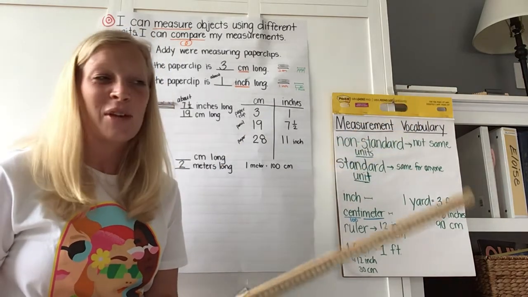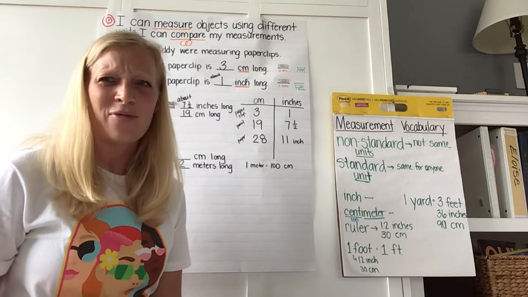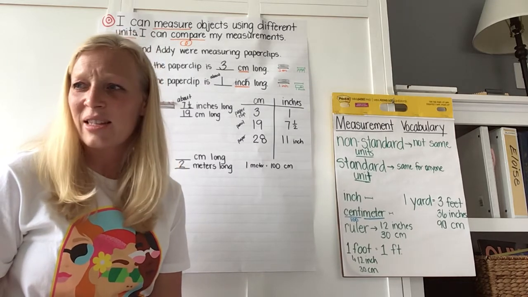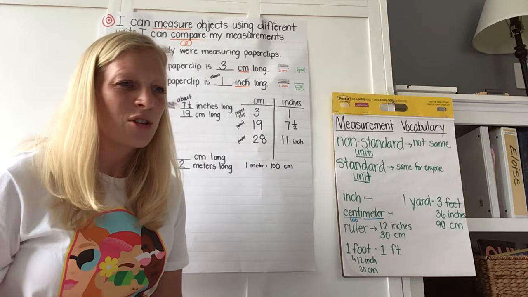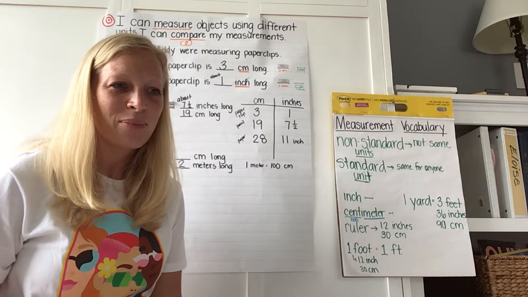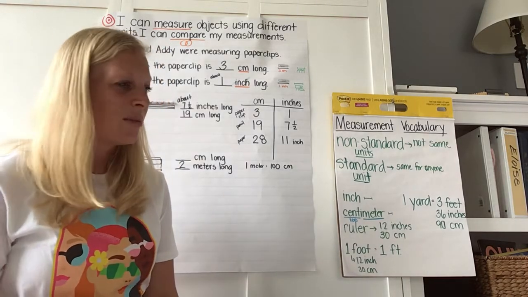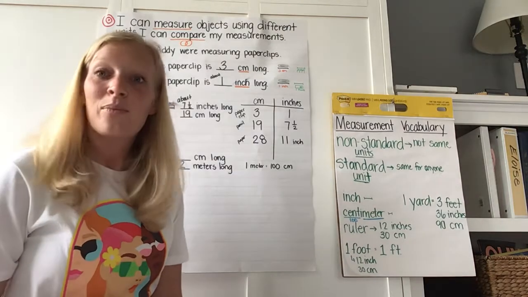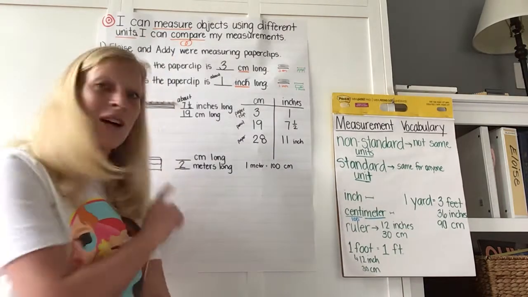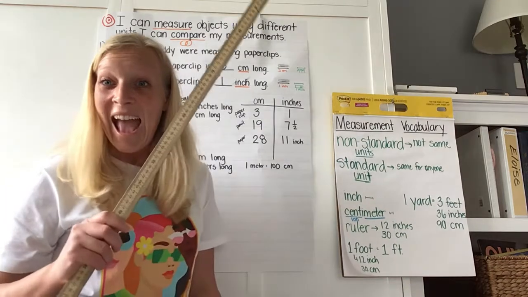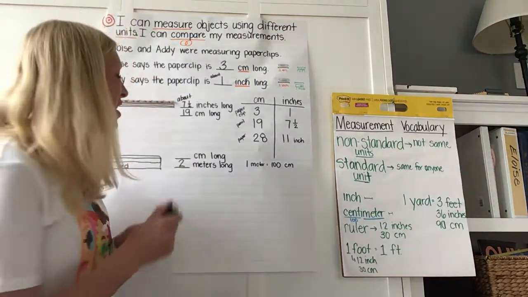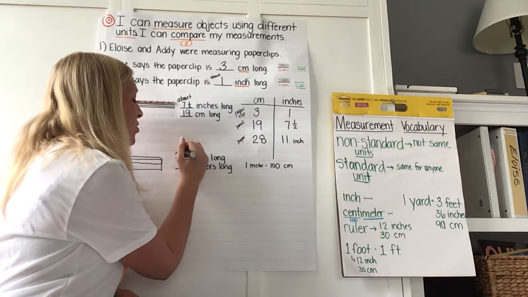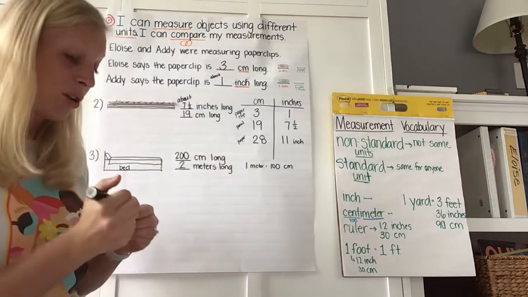Thumbs in front of your tummies when you think you know. Ooh, these fun, strong mathematicians. How many centimeters long do you think? Why do you say 200? I'm seeing some wiggle waggles. How about you guys at home? Because 100 and 100 are 200. And if there are 2 of these, then there's 200 centimeters.